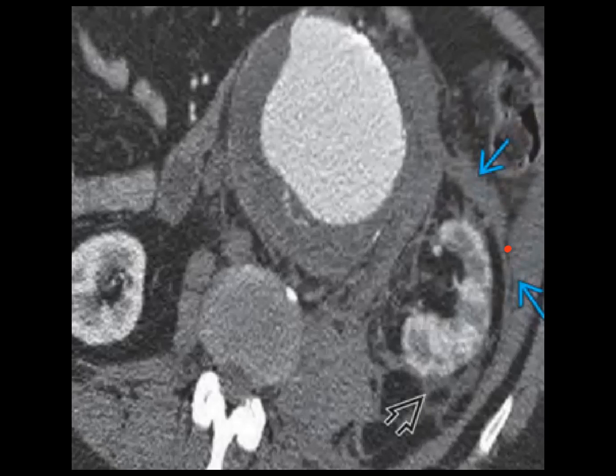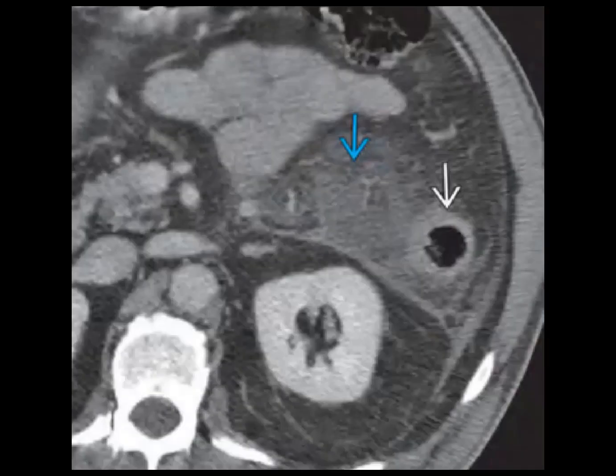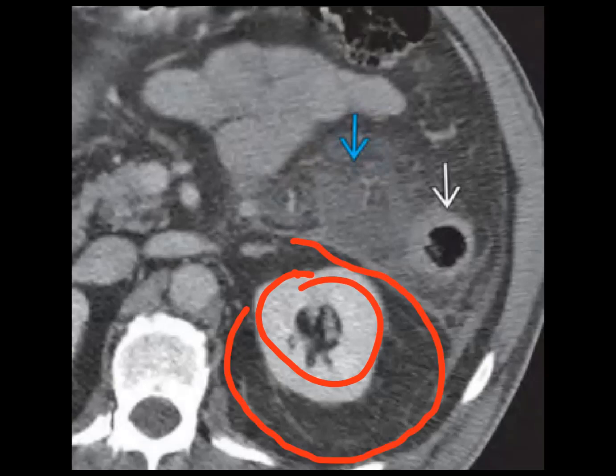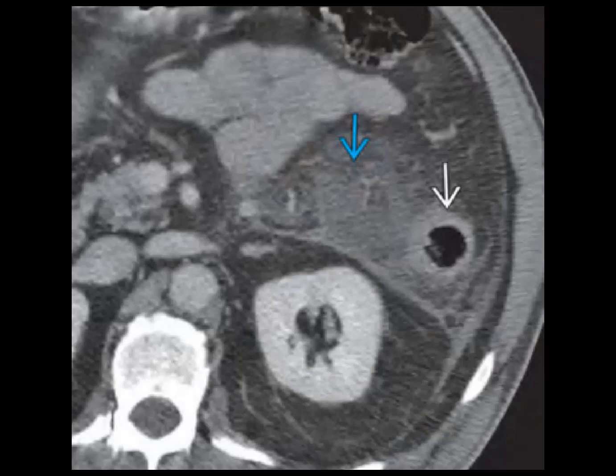This is a case of pancreatitis in which we can see that this is the kidney, this is the perirenal space which is filled with fat, and this is the anterior renal fascia. Now anterior to the anterior renal fascia, we have the anterior pararenal space which contains the descending colon here, and this is a case of acute pancreatitis in which we can see that the anterior pararenal space is showing inflammation, that is fat stranding, and also the involvement of the descending colon.